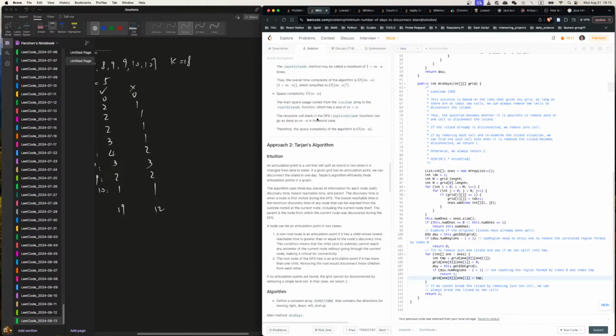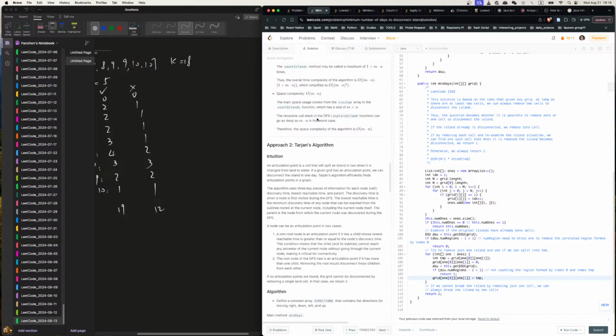Discovery time, lowest reachable time, and parent. The discovery time is when a node is first visited during the DFS. Lowest reachable time is the minimum discovery time of any node that can be reached from the subtree rooted at the current node, including the current node itself. Parent is the node from which the current node was discovered during the DFS.